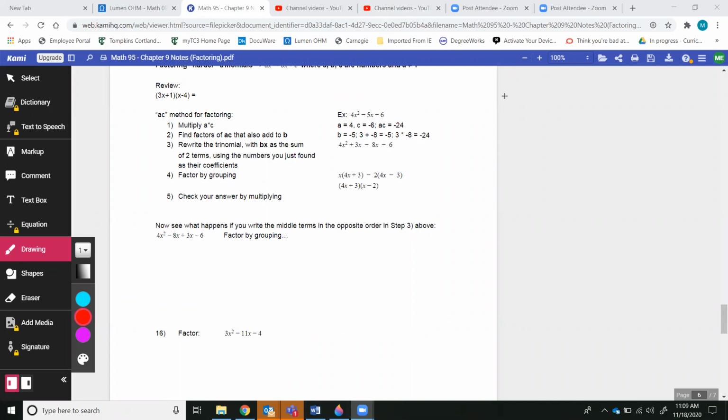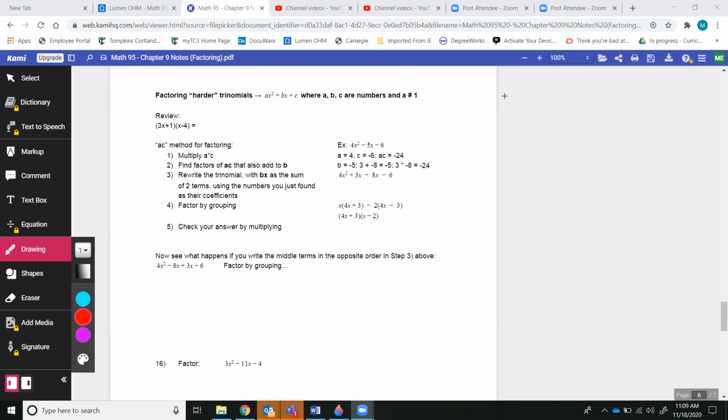All right, so we're back for the last set of these notes here for chapter 9, factoring. We're looking at factoring harder trinomials today.